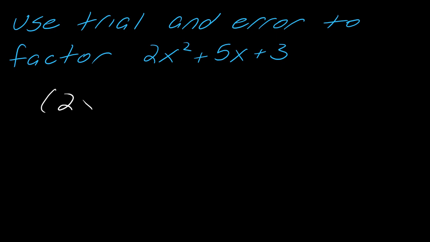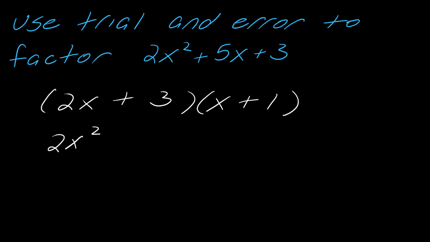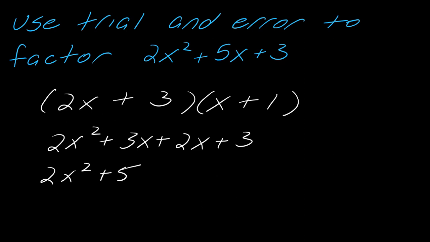Okay, so now I'm going to do 2x and x, and I don't want the 2 bouncing off of the 3, so I'm going to flip the 3 and the 1. Now let's check. I've got 2x squared, 3x, 2x, and 3, and that gives me 2x squared, 5x, and 3. So bada bing, bada boom, we're good to go.